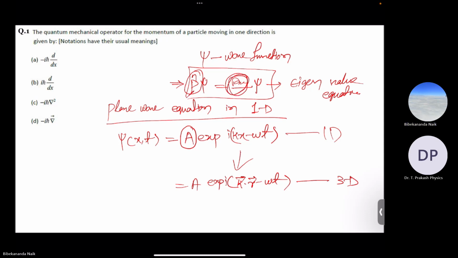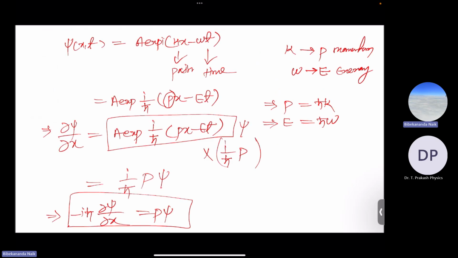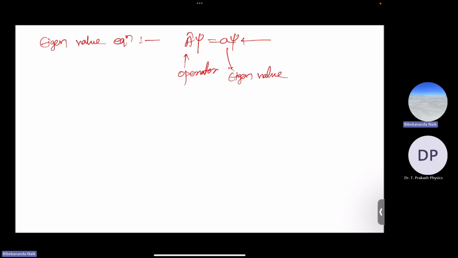So if you compare this equation, p operated on psi is equal to eigenvalue times psi, so we can write the eigenvalue equation. Generally, if A cap is operated on a wave function psi, then it will give us a psi. So this is the operator, this is the eigenvalue, and this is the wave function.